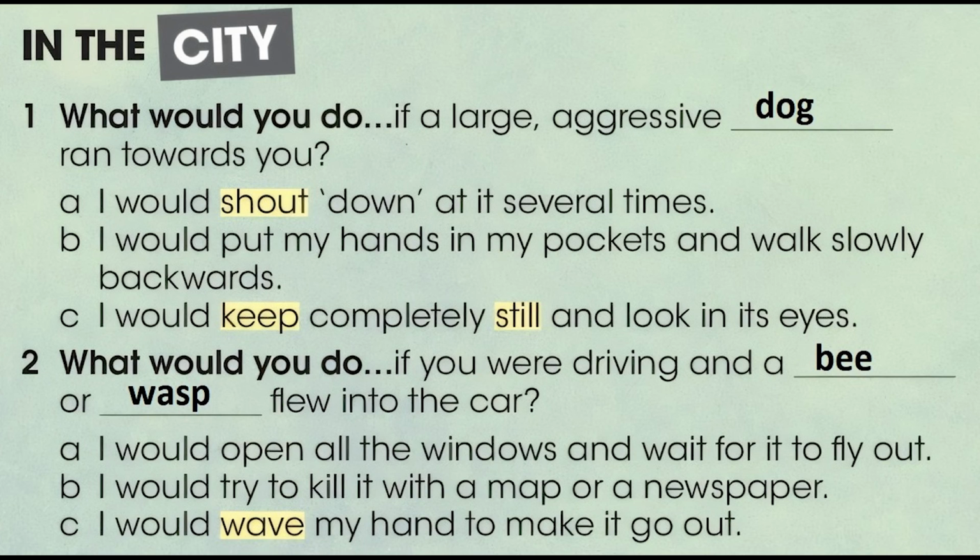Number 2. What would you do if you were driving and a bee or wasp flew into the car? A. I would open all the windows and wait for it to fly out. B. I would try to kill it with a map or a newspaper. C. I would wave my hand to make it go out. Now pause the video, choose the answers, and then check yourself.